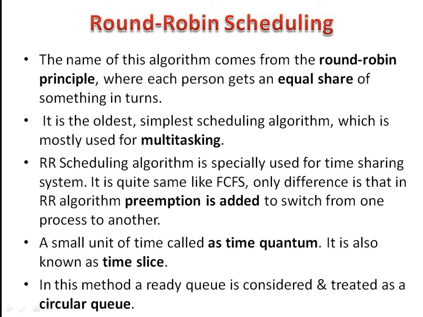A small unit of time is called the time quantum, and it is also called a time slice. In this method, the ready queue is treated as a circular queue, and each process or job is assigned an equal time slice to execute. Let's take one example.